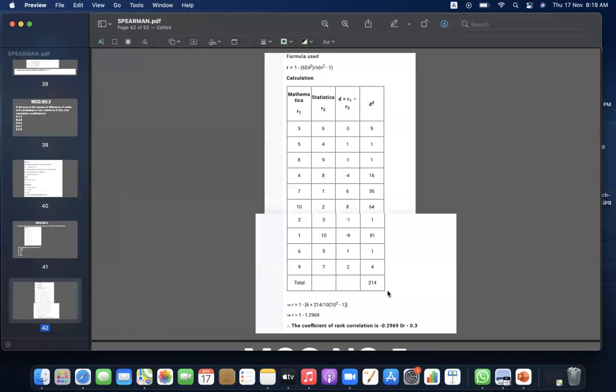Here is the calculation as well. So see, again, the formula used would be this, and then the ranking is done, you find out the difference, and then you sum them up, and the answer would be minus 0.3.